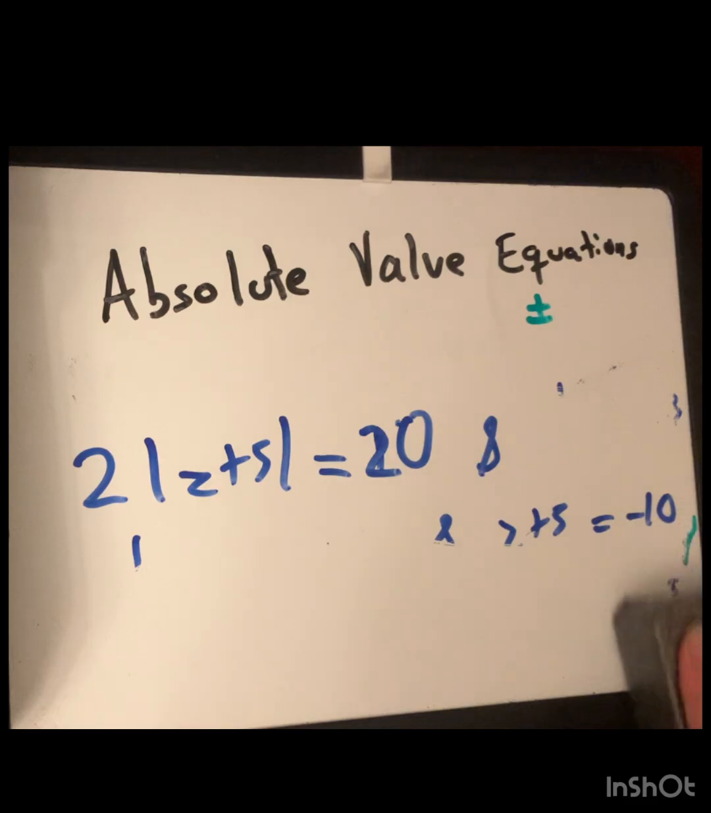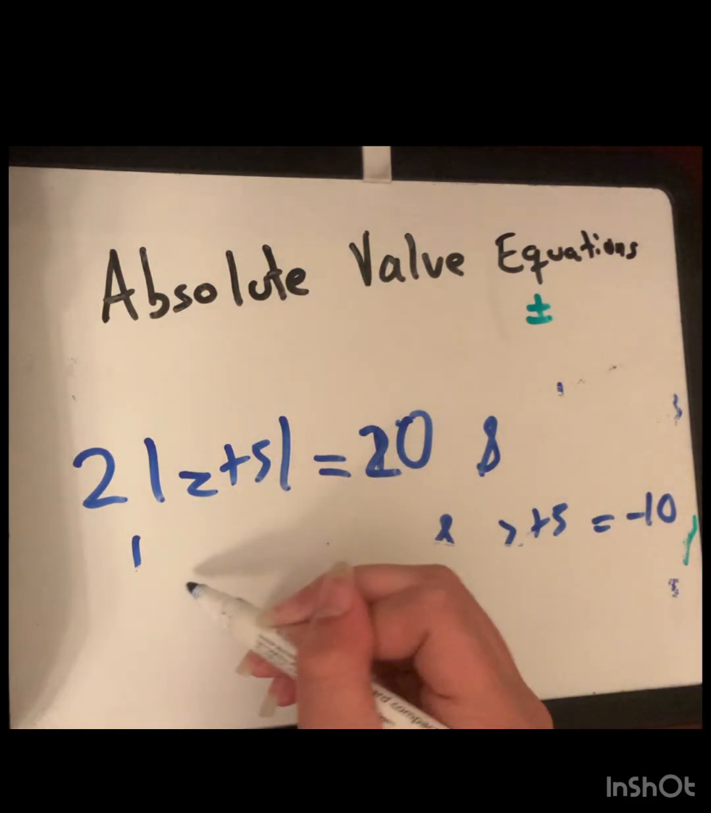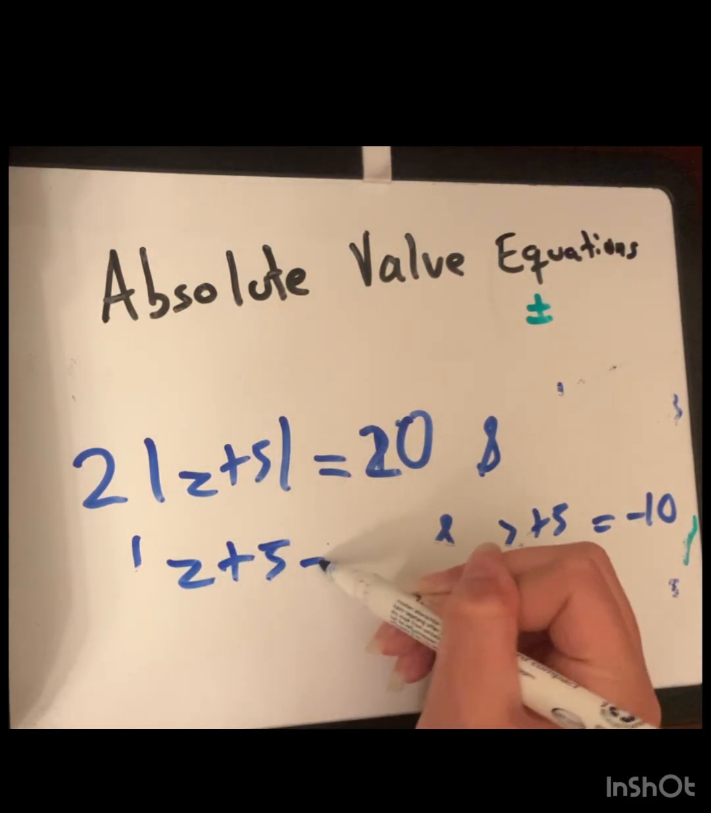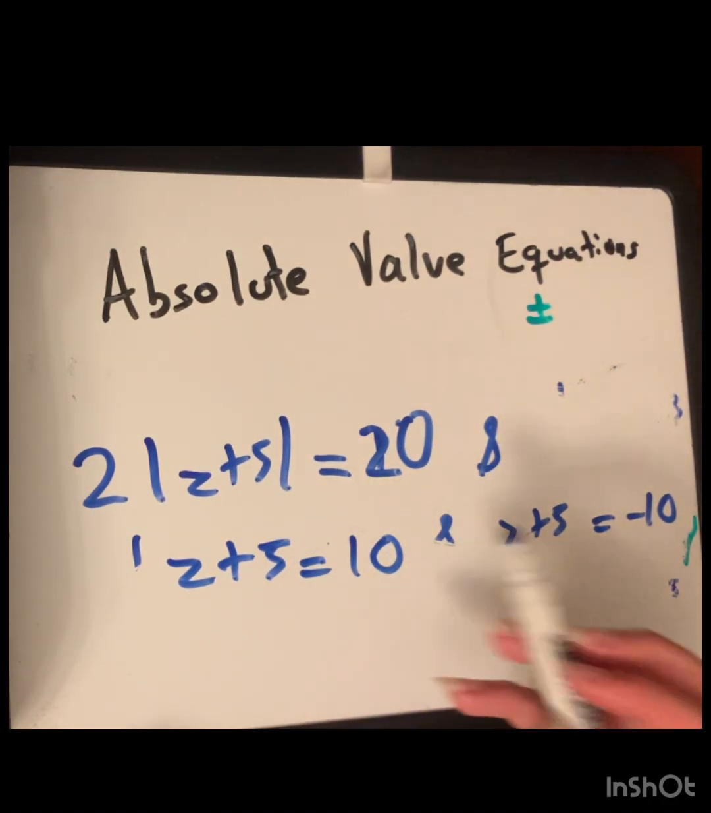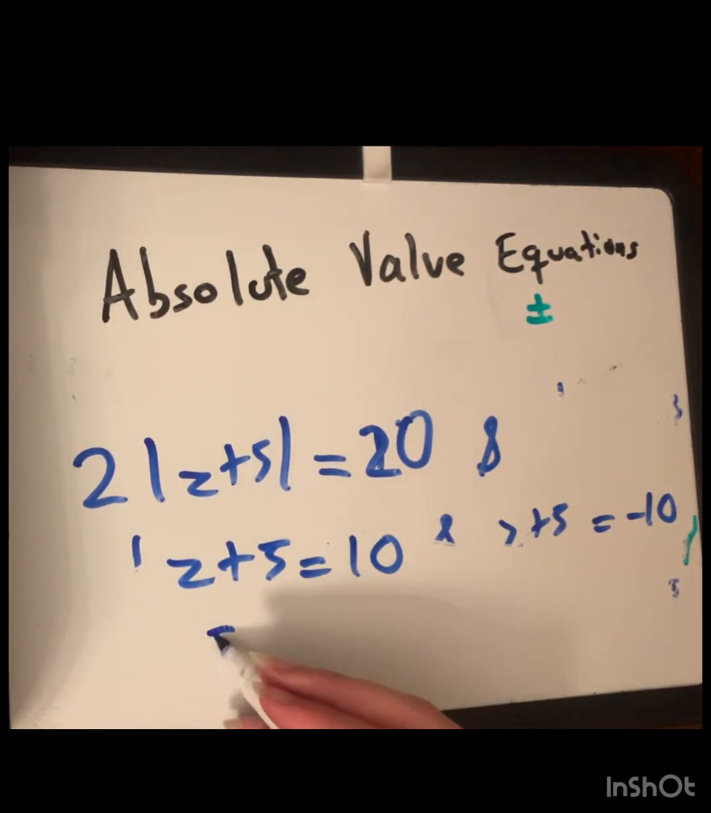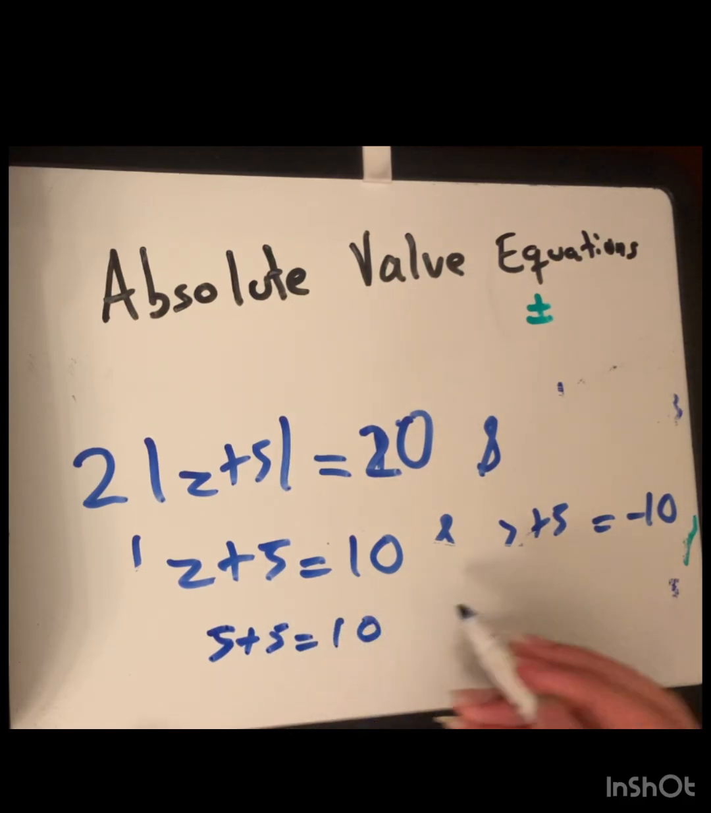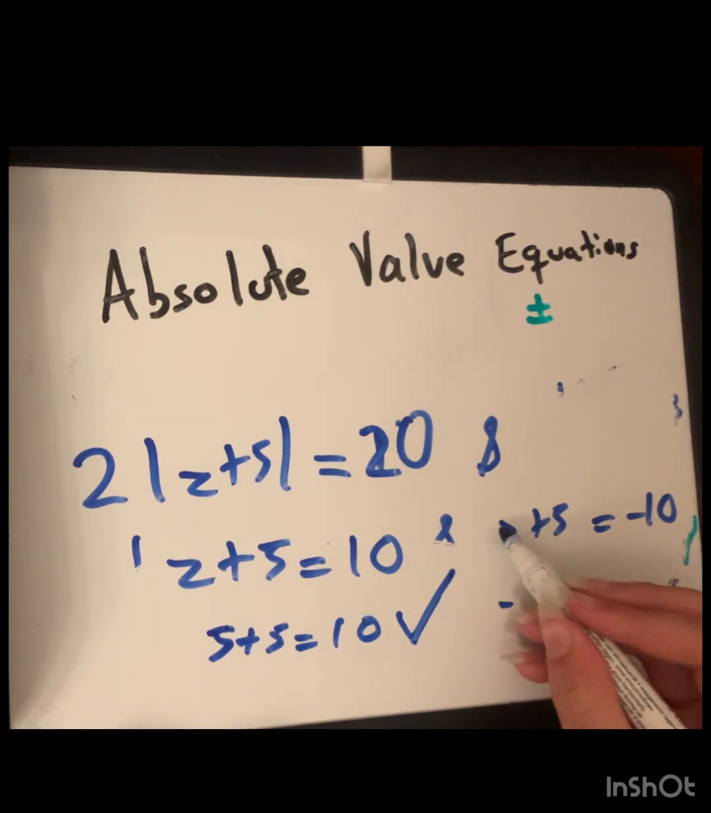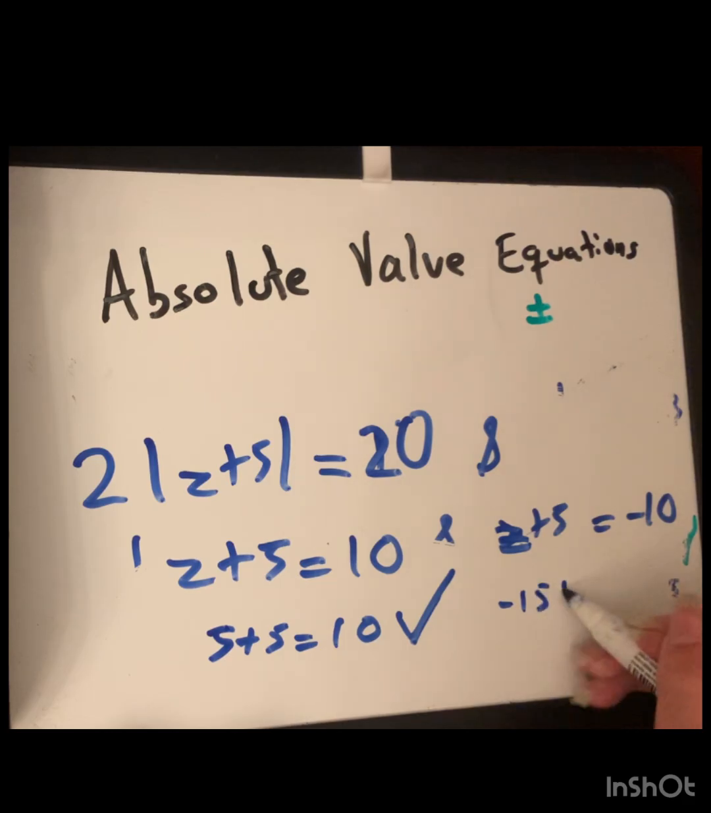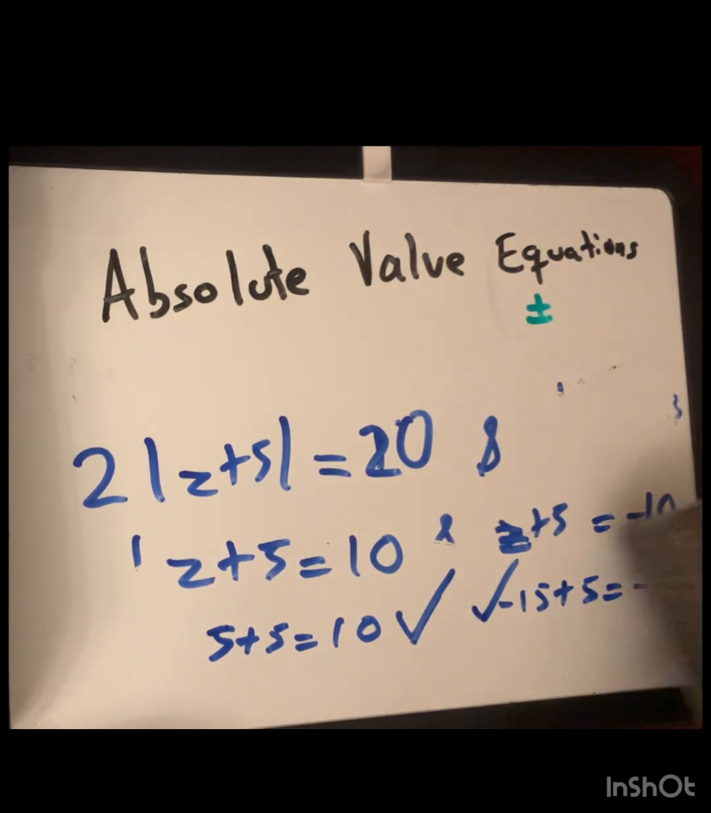Then you would just put the values in. So it would be z plus 5 equals 10, and we had 5, so we put 5 in here. 5 plus 5 equals 10. True. So we have one true equation. And on the other side, we had negative 15, so we put negative 15 instead of z. Negative 15 plus 5 equals negative 10, which is also true, which means it is correct.